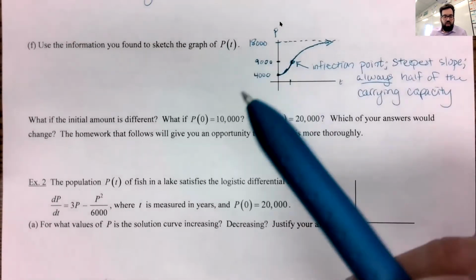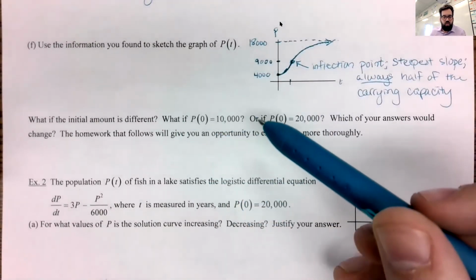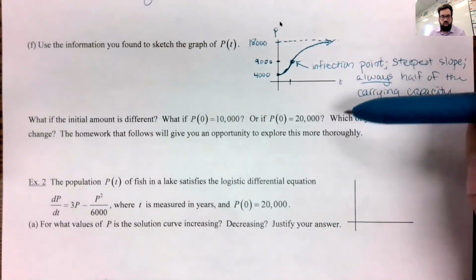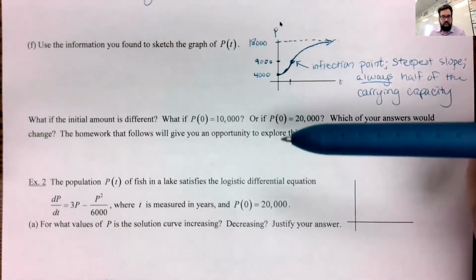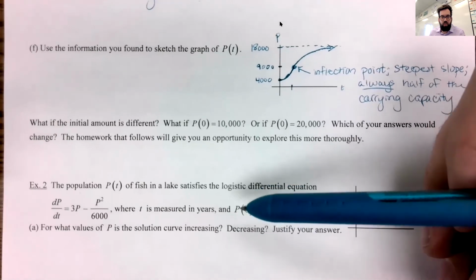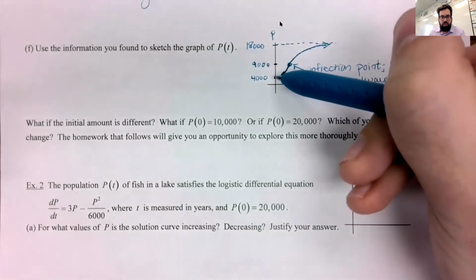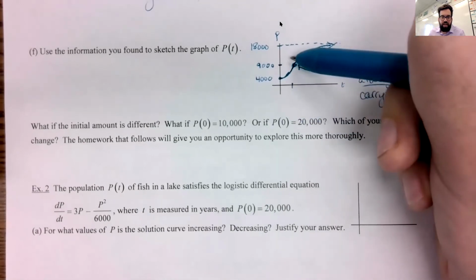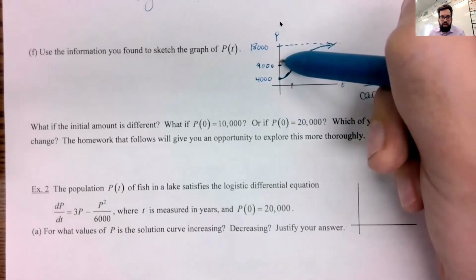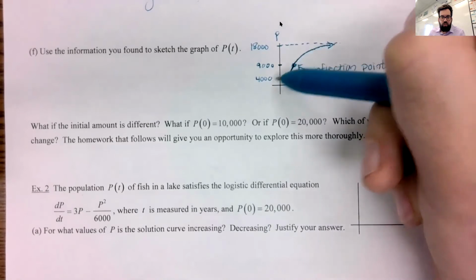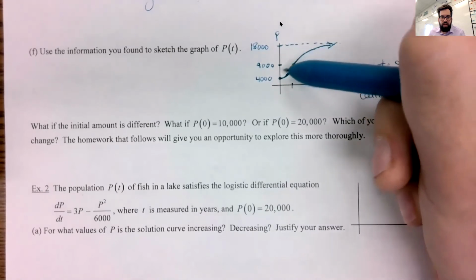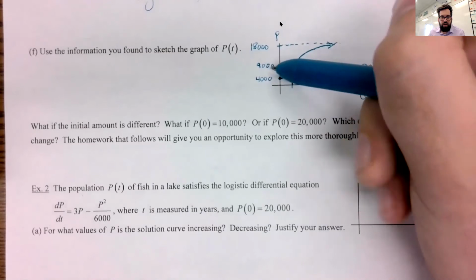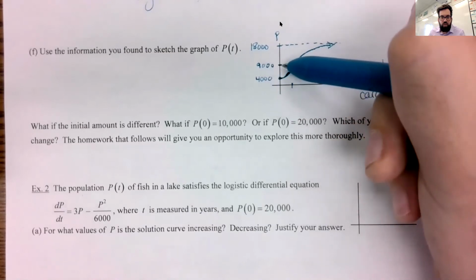What if the initial amount is different? What if P of 0 was 10,000? What if it was 20,000? Which of your answers would change? So let's just study that for one second. Instead of starting at 4,000, what if we started with a y value or p value of 10,000? We'd be up here. And it's kind of like this whole curve would just shift over. So it's not like our carrying capacity would change. It's not like our inflection y value would change.